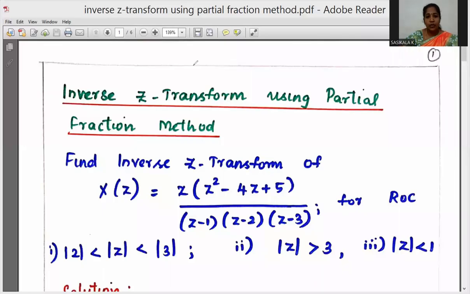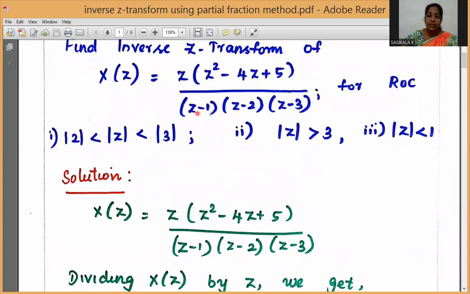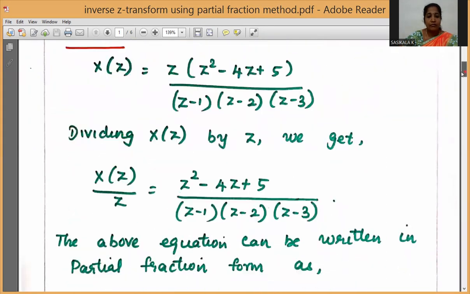Hello everyone. Today we are going to see about the inverse Z transform using the partial fraction method. Find the inverse Z transform of X(z) = z(z² − 4z + 5) / ((z − 1)(z − 2)(z − 3)) for the ROCs 2 < |z| < 3, |z| > 3 and |z| < 1. Solution. First, X(z) = z(z² − 4z + 5) divided by (z − 1)(z − 2)(z − 3).